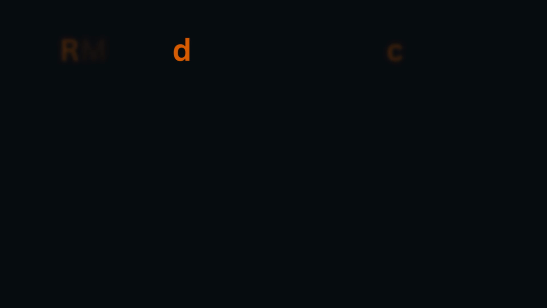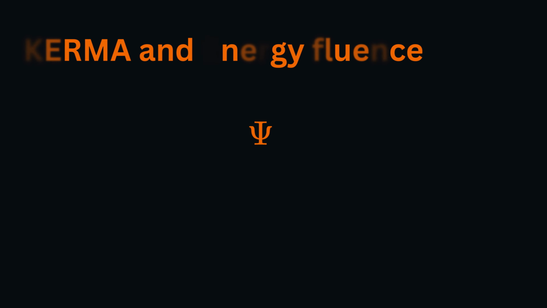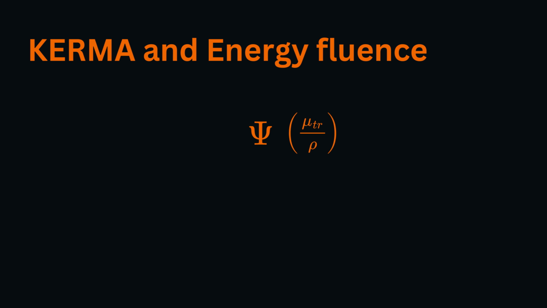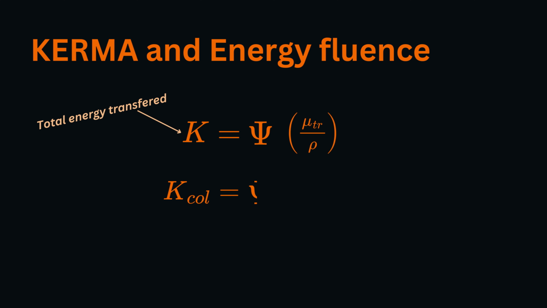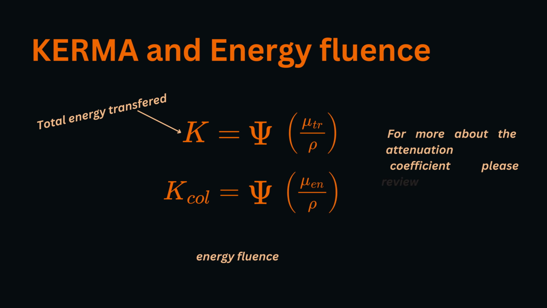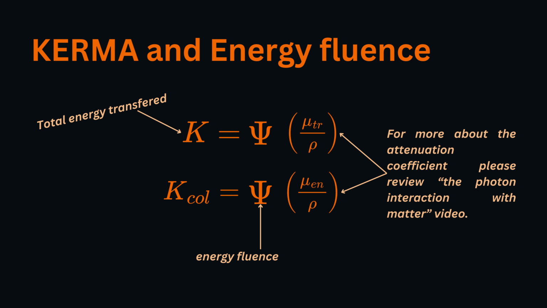Energy fluence and KERMA. Imagine a monoenergetic photon beam with energy fluence, psi, incident on a material. The transferred energy from the photon to set charged particles in motion depends on the mass energy transfer coefficient. KERMA equals the incident photon energy fluence multiplied by the mass energy transfer coefficient. Applying the same concept, the collision KERMA equals the incident photon energy fluence multiplied by the mass energy absorption coefficient. That is because those electrons released due to collision KERMA will be absorbed in the medium.